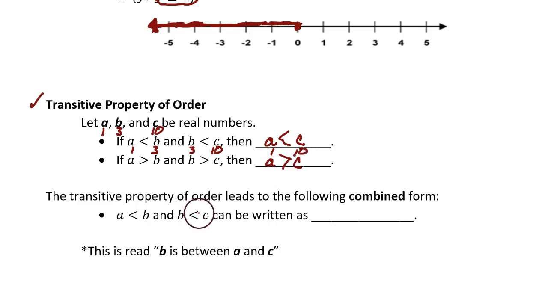The transitive property of order leads to the following combined form. When A is less than B and B is less than C, we could write that B is between A and C. Think about this and make sure that you agree it has the same meaning as this statement here.